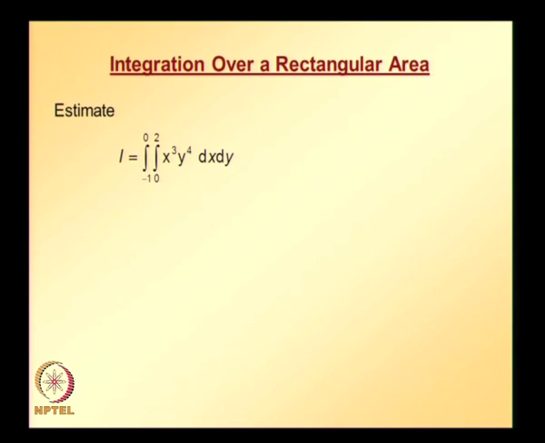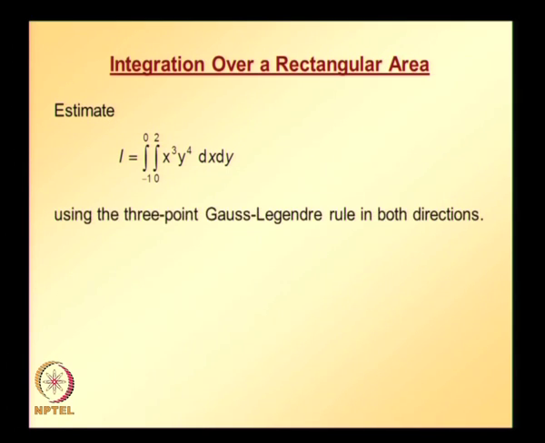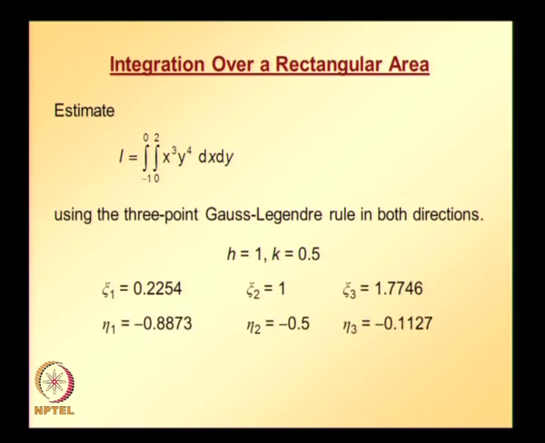So, if you use more points along the x direction, we are not going to get any more increase in accuracy; the accuracy remains the same. But along the y direction, earlier we used 2 points, now we use 3 points and see whether we match the exact solution or not. So, using the 3-point Gauss-Legendre rule in both directions and identifying h and k, h turns out to be 1, k turns out to be 0.5, and these are the integration point locations.